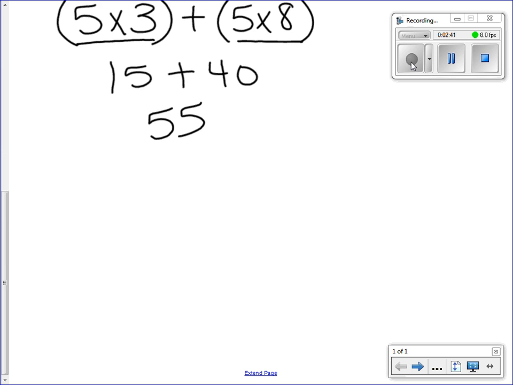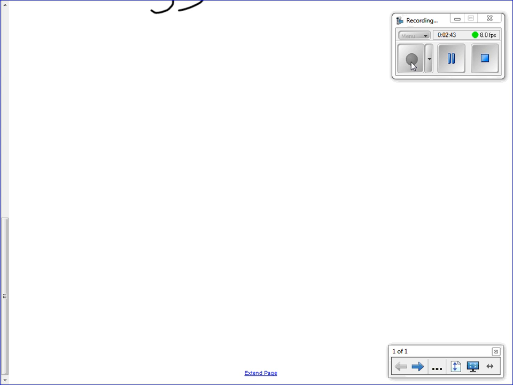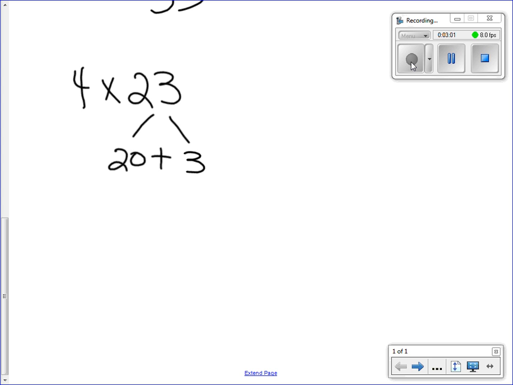Sometimes they may give you a problem where it's 4 times 23. They don't have it broken down. In this case, you would break it down. Two numbers that would be easy to do in your head that equal 23 when you add them. I'm going to break it down to 20 plus 3. So that means I'm going to do 4 times 20 plus 3.